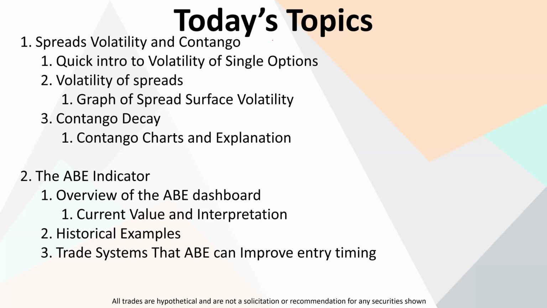So first and foremost, we're going to go through the spread's volatility, and that's going to be different than volatility. And then we're going to go through what's called contango. And if you've never heard of any of these terms, I'll try to explain it along the way and make things a little bit easier. So first, we're going to go through a quick intro into just volatility in general, with a single option, and what it looks like on a volatility surface.